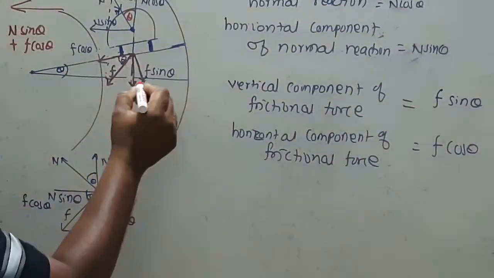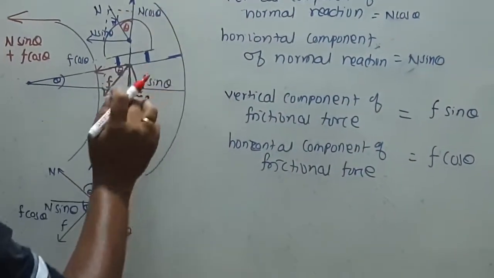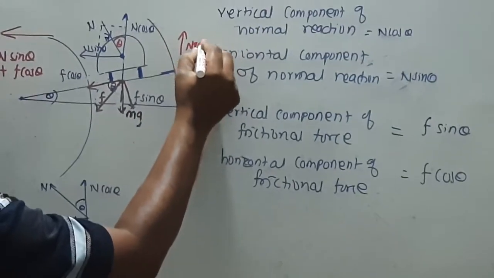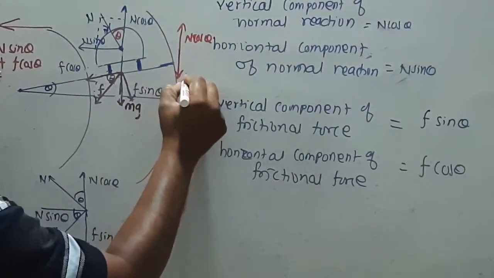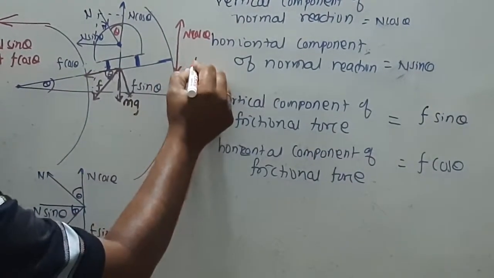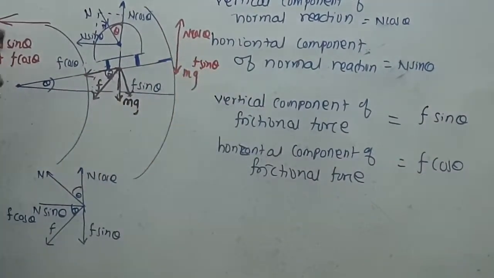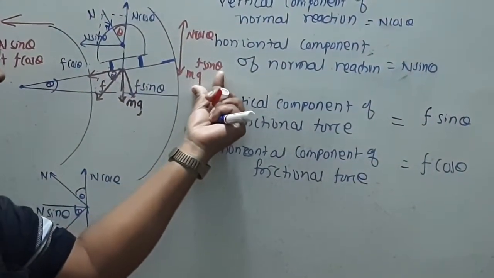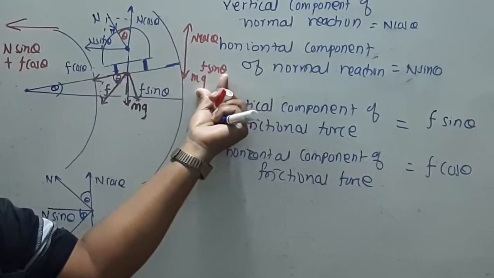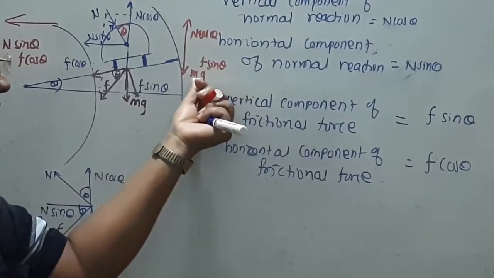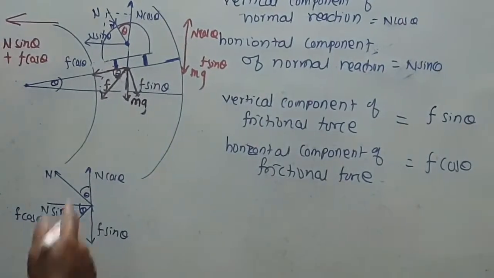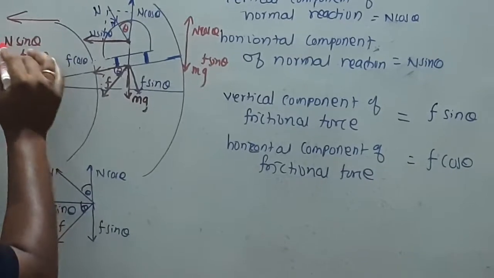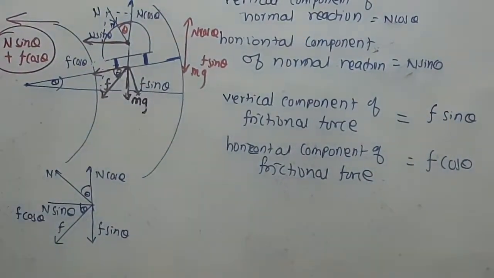In this direction N cos theta is acting, and in this direction the load mg and f sin theta are acting. We can say that N cos theta is balanced by the addition of these two: N cos theta is balanced by mg plus f sin of theta. Whatever force is directed in the inward direction is balanced by the centripetal force.